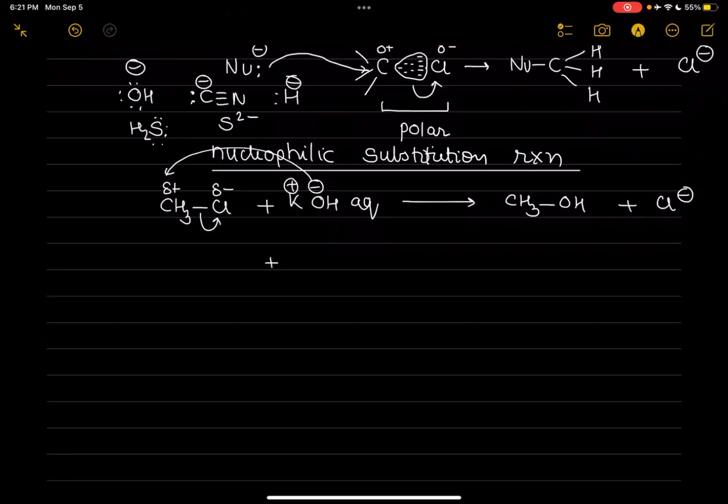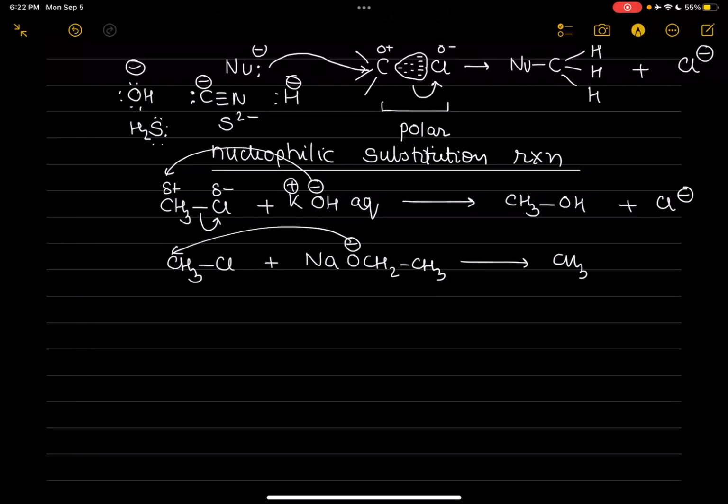Suppose if you have... so this is a nucleophile and Cl minus is a leaving group. This whole thing comes and joins itself to the carbon. Okay. So this is the reaction, but there is a mechanism also.